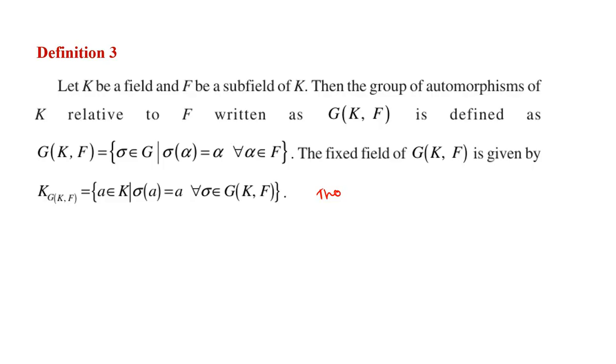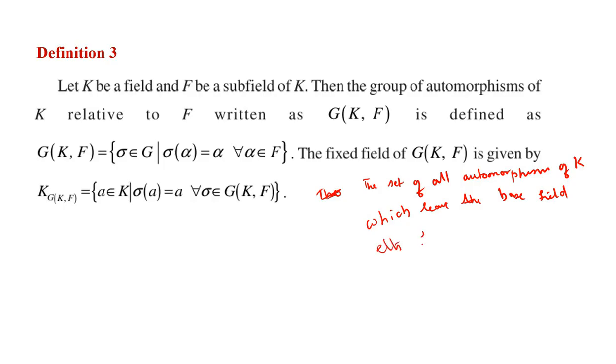The set of all automorphisms of K which leave the base field elements fixed. What is the base field here? It is F. The base field elements are fixed. So that is, in terms of wordings, how you say it. So here all mappings and there all scalars.